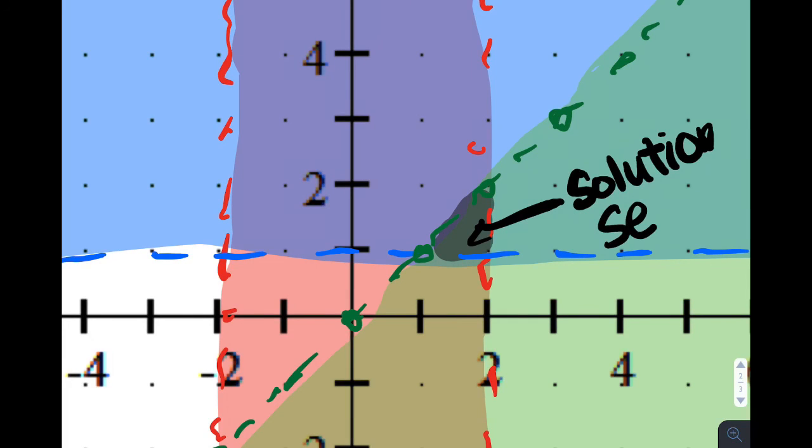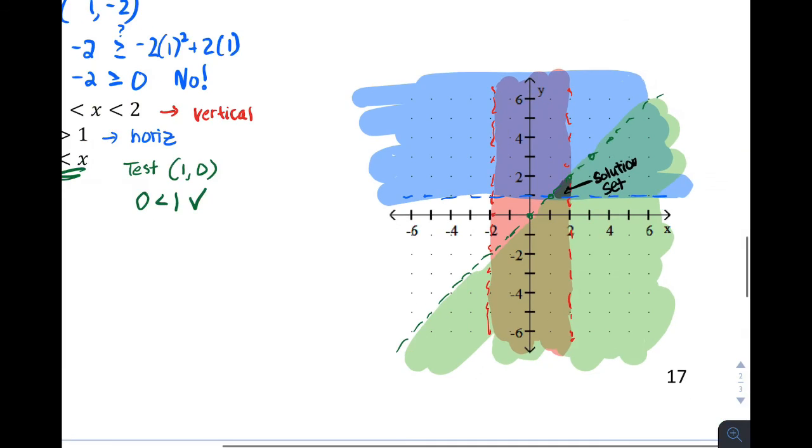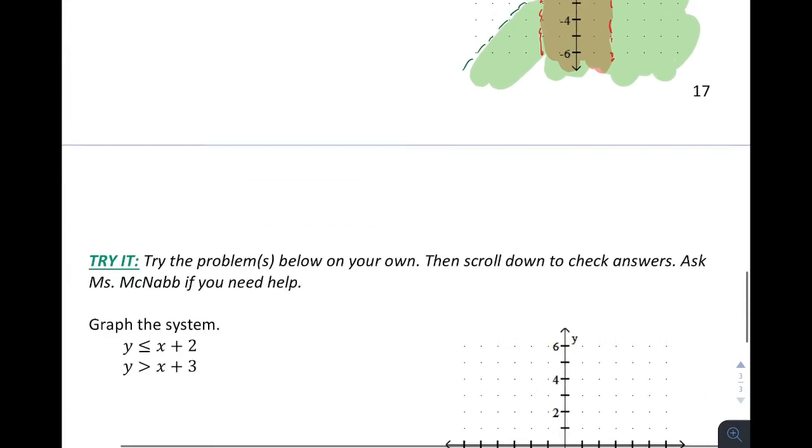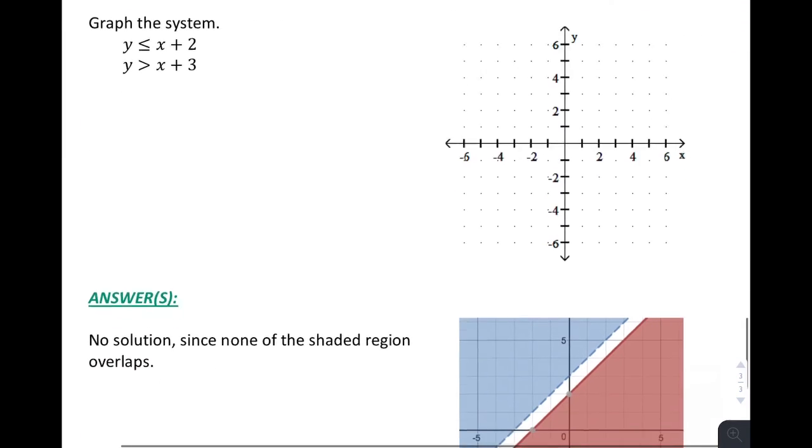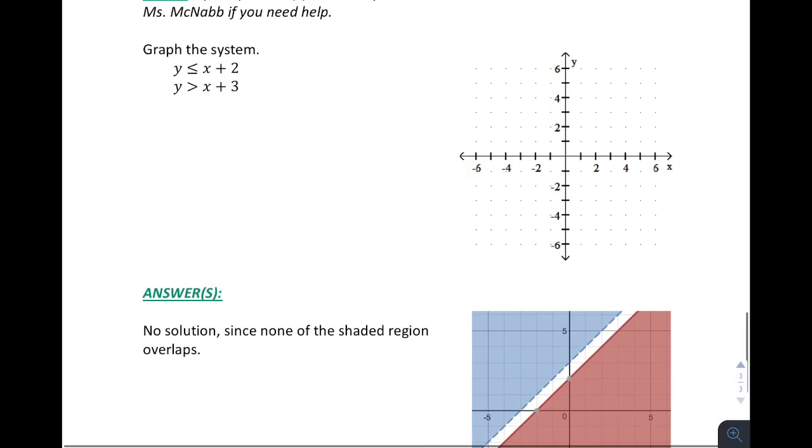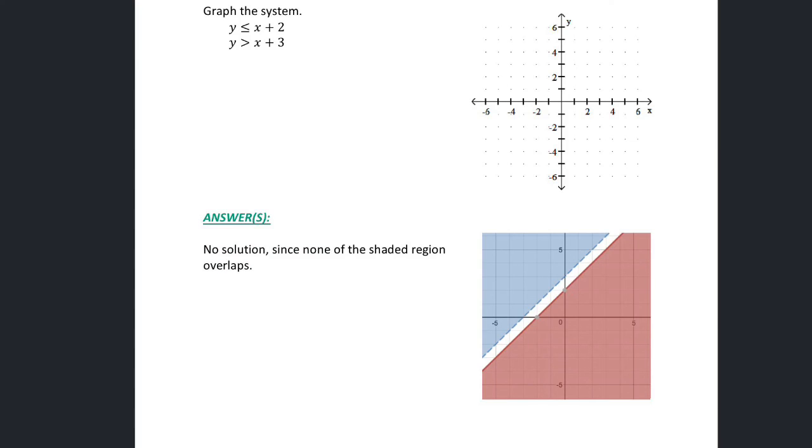All right, that's kind of the basic idea. Let me talk for 1 second about this one that I had for you to try. If you graph two inequalities and none of them overlap, it's no solution.